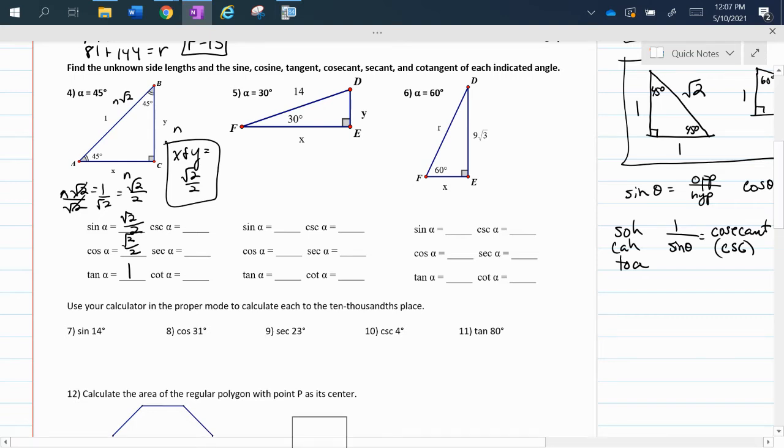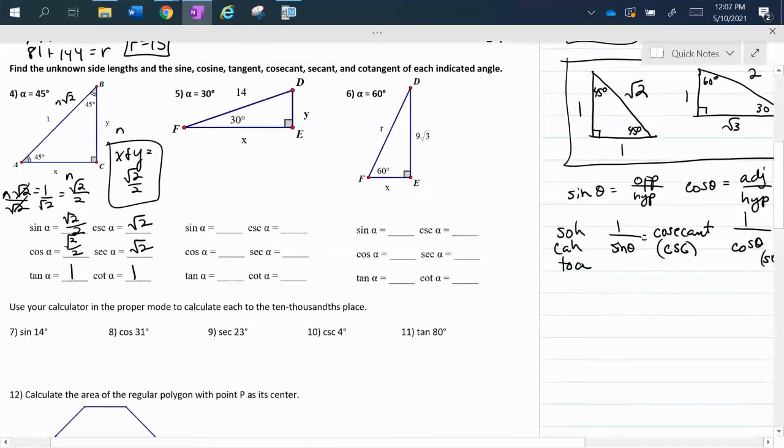And so to get the cosecant, we're just going to take the reciprocal. And remember, the square root of 2 over 2 was 1 over the square root of 2. So 1 over the square root of 2, if we take the reciprocal, it's just the square root of 2 over 1. And the same thing with the secant. So the reciprocal of 1 over the square root of 2 is the square root of 2 over 1. And the reciprocal of 1 is 1.